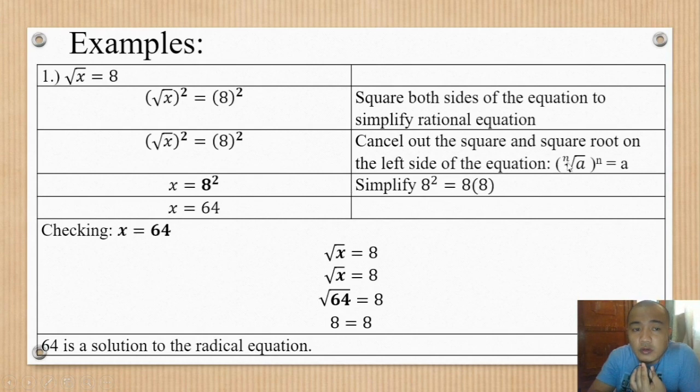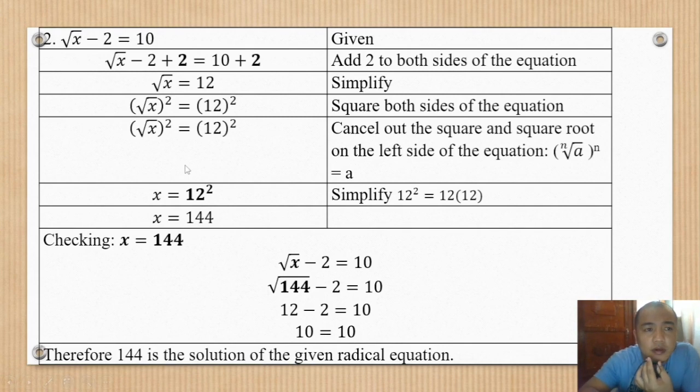Oh, yun yung rule. Cancel out the square and square root on the left side of the equation. The root of a raised to n is equal to a. Since the index is 2 here, you can cancel it. That means it's equal to x. So, x equals 64, let's check. Write the original equation. Square root of x equals 8. Then substitute x by 64 equals 8. What is the square root of 64? 8. Correct. Therefore, 64 is the solution to the radical equation.